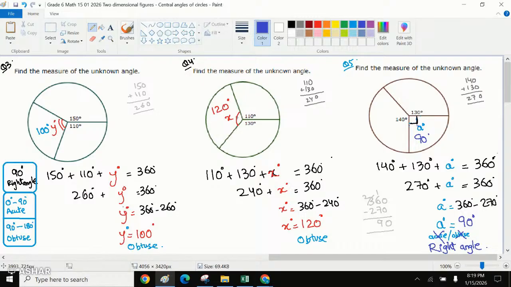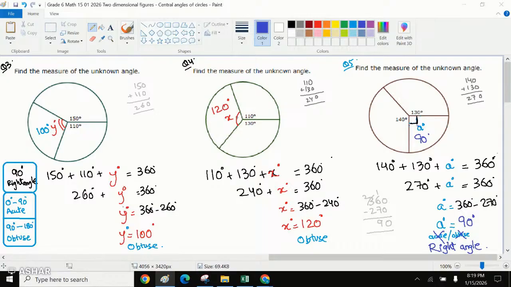Acute is less than 90. If the angle would have been 89, we will say it is acute. If the angle would be 91, we will say it is obtuse. But if it's exactly 90, we say this is a right angle. Okay? Yes, thank you. So we are trying to find the answer, and we are also trying to identify what should be the name of the given angle, right?